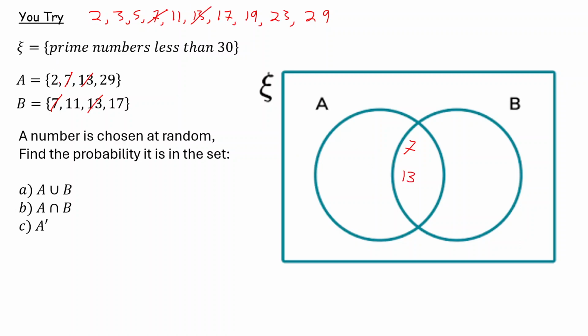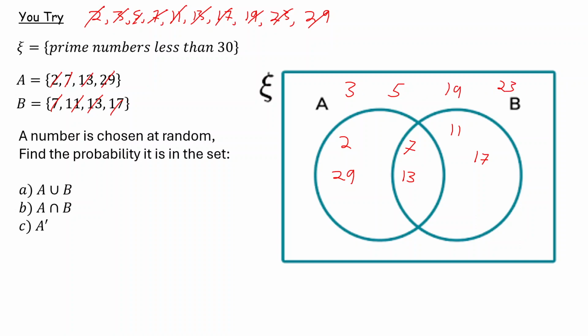Okay, and then we've got a 2 and a 29. So 2 and 29, that belongs to set A. And then set B, we've got 11 and 17. So 11 and 17 belongs to set B. Let's just be really careful that we don't miss any of them out. We've got a 3 and a 5 that belong to neither, so in the outside part of the Venn diagram. And then we've got a 19 and a 23 that also belong to neither.